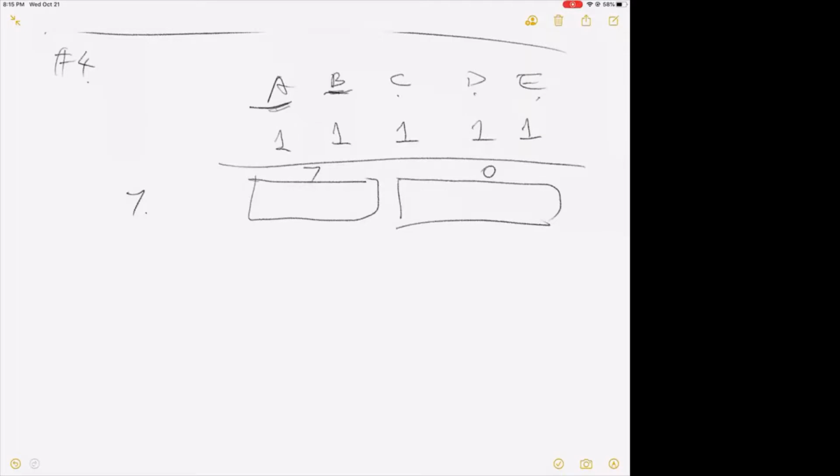First, for the zeros, there will be 1 probability, which is all zeros. And then for the 7, you can have 1 and 6, 2 and 5, 3 and 4. So that's 3 probabilities. And then you can multiply by 2 because you can switch them around. So there are 6 probabilities.